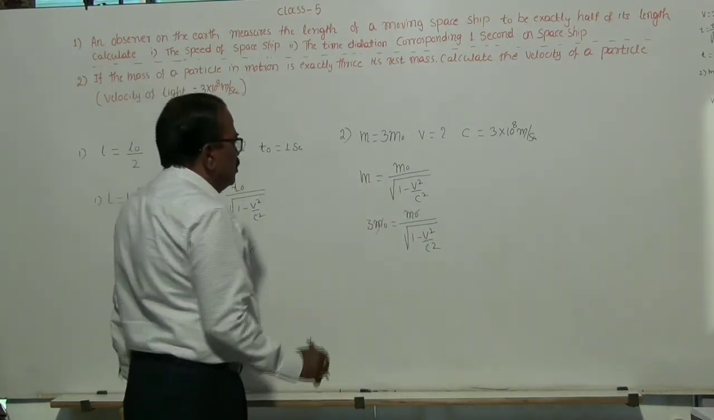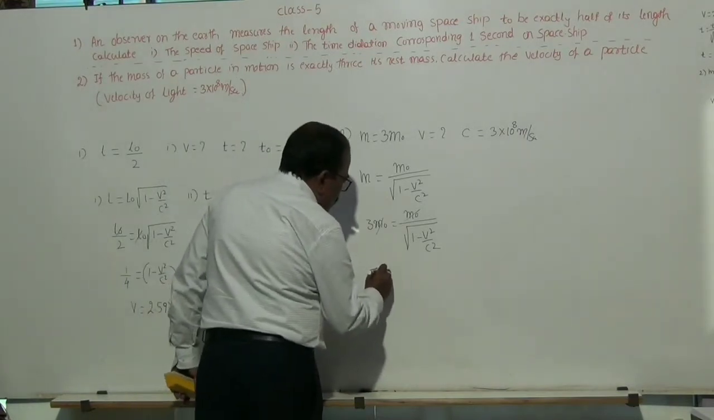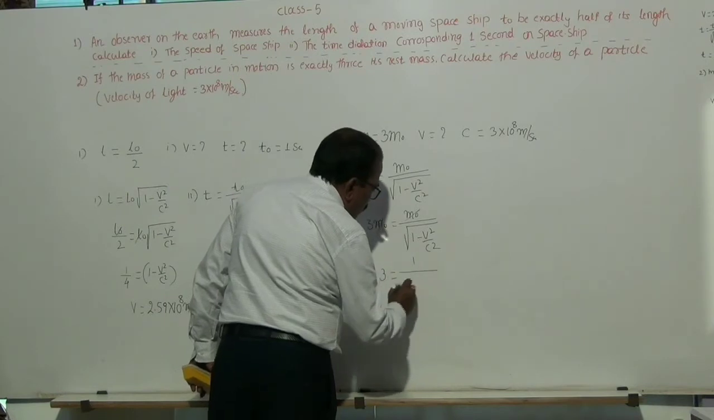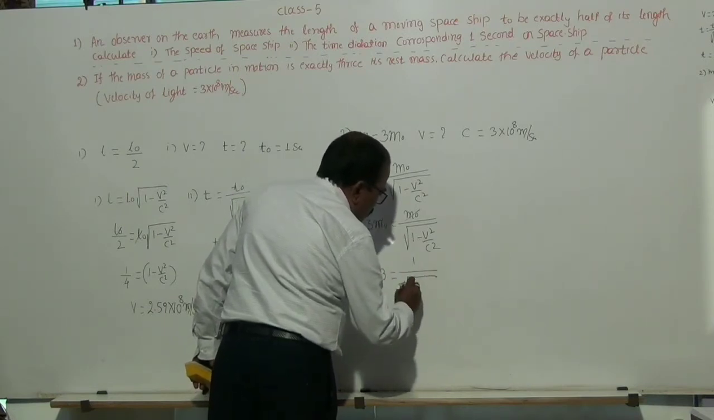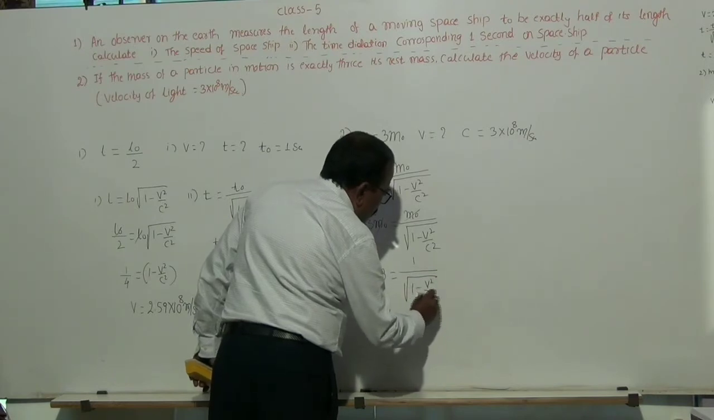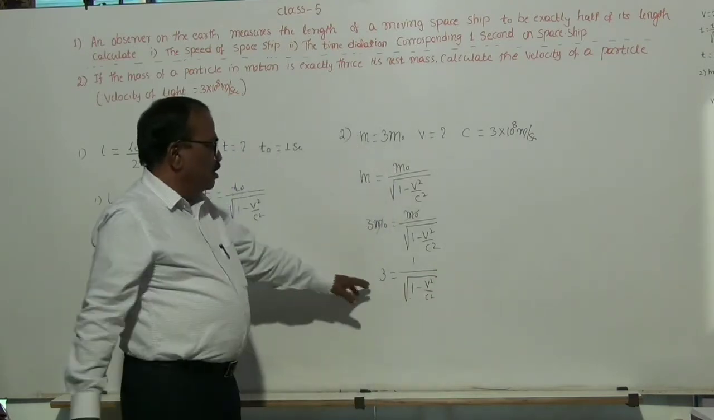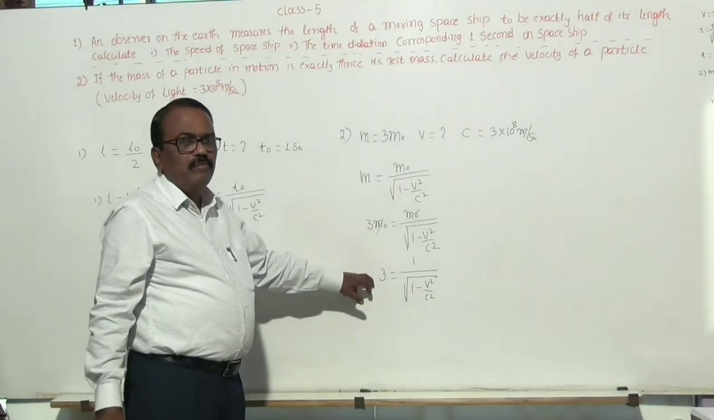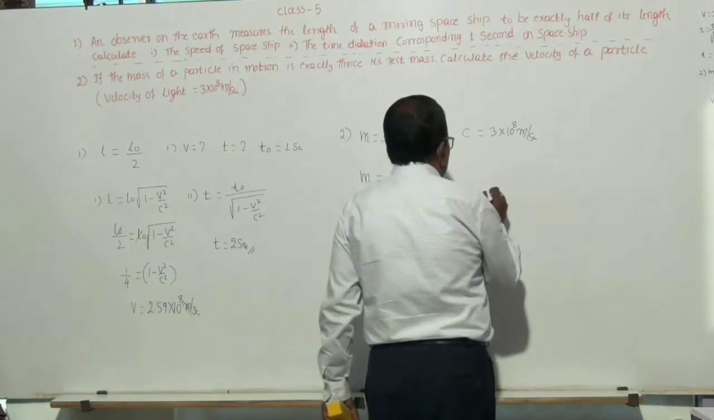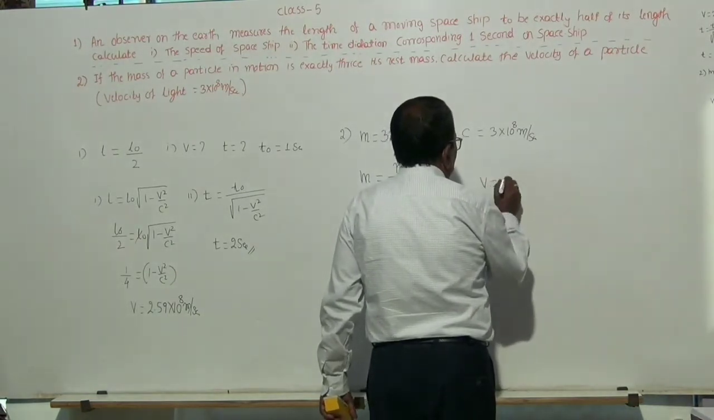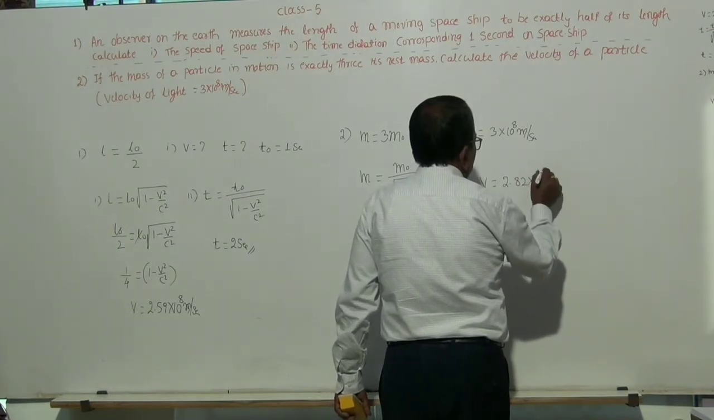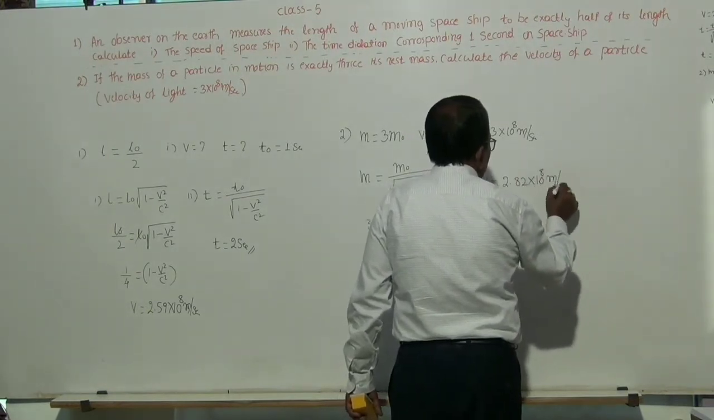3 is equal to 1 upon square root of 1 minus V square upon C square. Again square both the sides. Finally we are going to get this V as 2.82 into 10 raised to 8 meter per second.